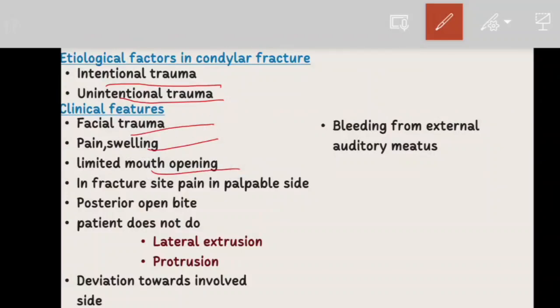At the fracture site the pain is palpable, and there is a posterior open bite, but here you can see the patient cannot do the lateral excursion and the protrusion. There is deviation towards the affected side, and bleeding from the external auditory meatus, that is bleeding from the ear. It is a very important sign. If there is bleeding from the external auditory meatus, we suspect a condylar fracture.